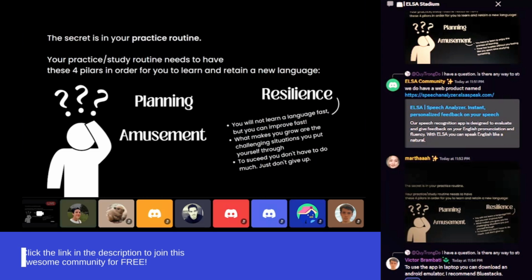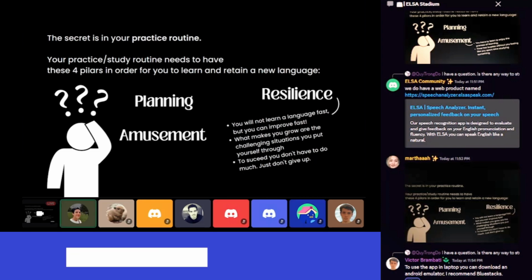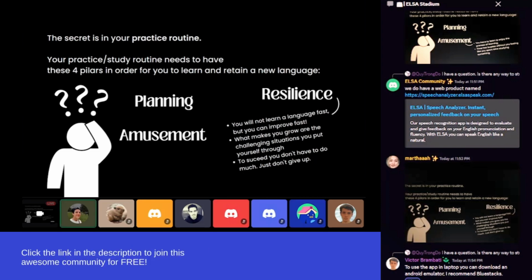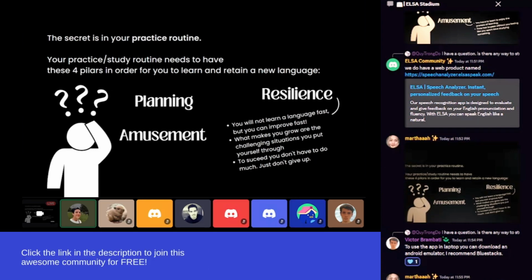The secret is in your practice routine. Your practice routine needs to have 4 pillars if you want to learn and retain a new language. Okay, so if you want to learn a new language, the secret is in your practice routine. It's how you practice, what you do when you practice. And the first step, the first pillar is planning.